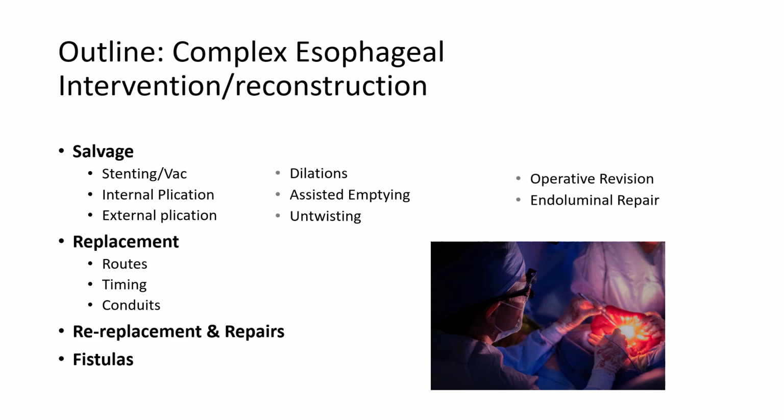The outline for this talk includes a discussion about salvage, including stenting, vacuum therapy, internal and external plication, dilations, assisted emptying, untwisting, operative revision, and endoluminal repair. We'll then discuss replacements, including routes, timing, and conduits. We'll discuss re-replacement and repair approaches, and then we'll have a brief discussion about tracheo-esophageal fistulas.